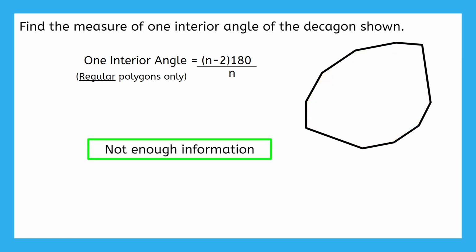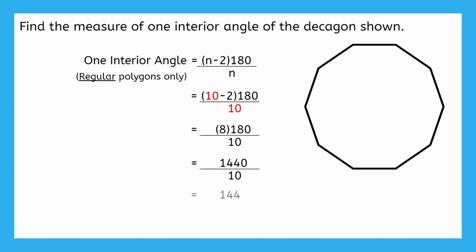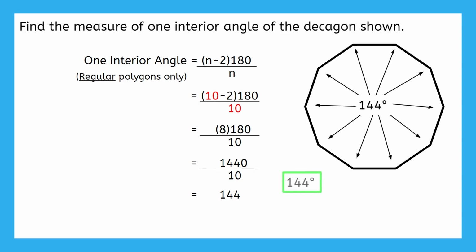But let me change things up a little for you. Now we have a regular decagon, so all the angles are the same. Now, try to solve this. Pause the video here and give it a try. Since a decagon has 10 sides, we can substitute 10 for n into the equation. Then we can simplify the numerator of the fraction and divide by 10 to get 144. This means that each angle in this regular decagon, or any regular decagon for that matter, has an interior angle measure of 144 degrees.